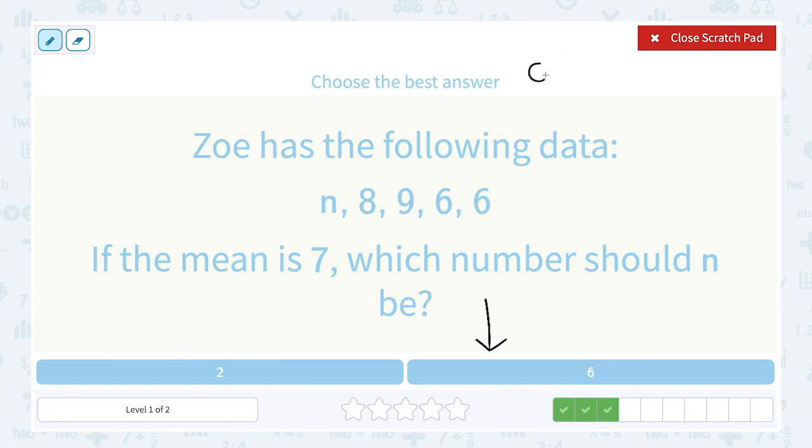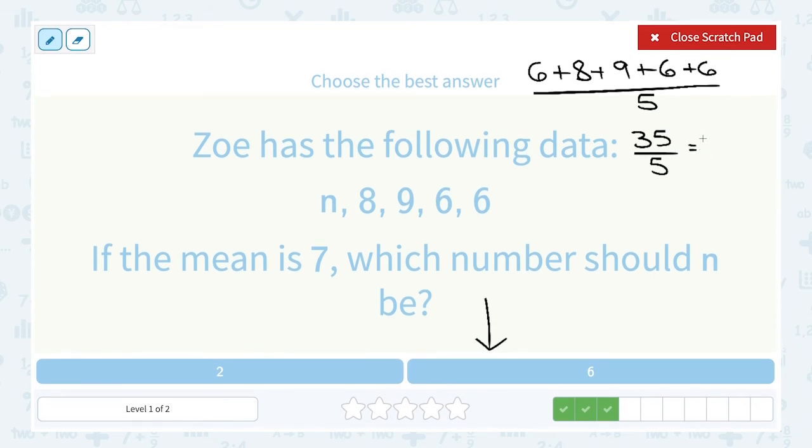So if I put 6 in place of N, I'm going to add these numbers up. 6 plus 8 plus 9 plus 6 plus 6. Since there's 5 numbers, I'm going to divide that by 5. Okay, let's add it up. We've got 6 plus 8 plus 9 plus 6 plus 6. That gives me 35. And then we're going to divide that by 5. Okay, that works out. That gives me a mean or average of 7. So the missing number N had to be equal to 6.